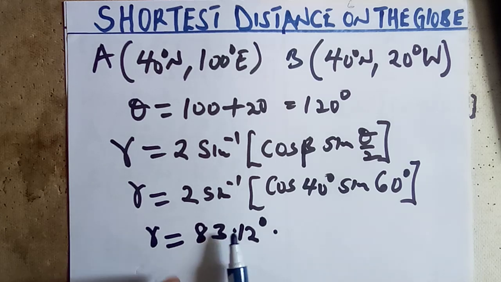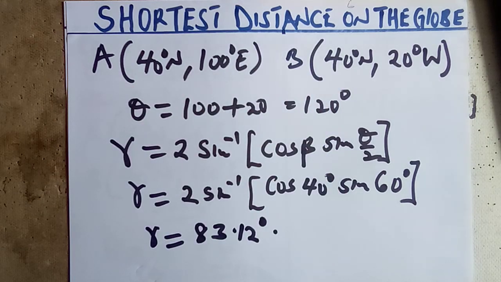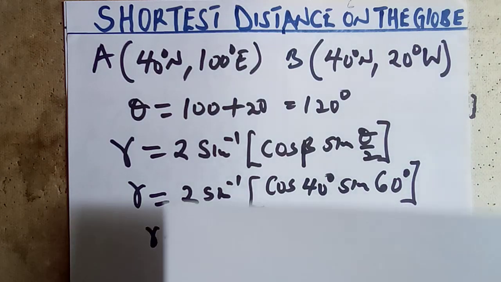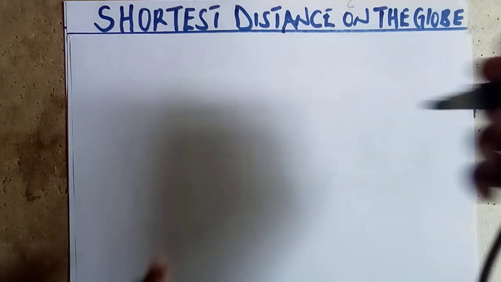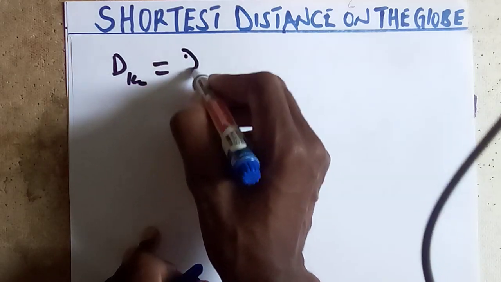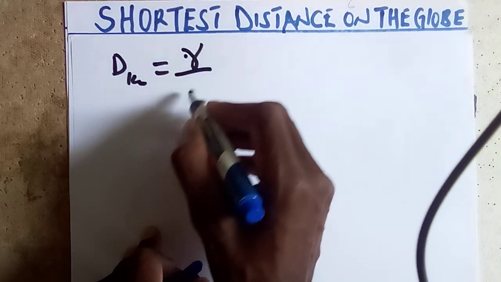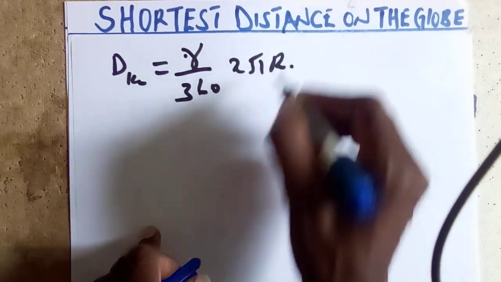So from there, I've already converted this angle difference of 120 to 83.12. In other words, this is the angle that is going to be subtended by the great circle to these two points. Once I have that angle, I will recall the formula for distance in kilometers for a great circle. Remember this, that distance in kilometers is gamma over 360 times 2 pi times the radius.